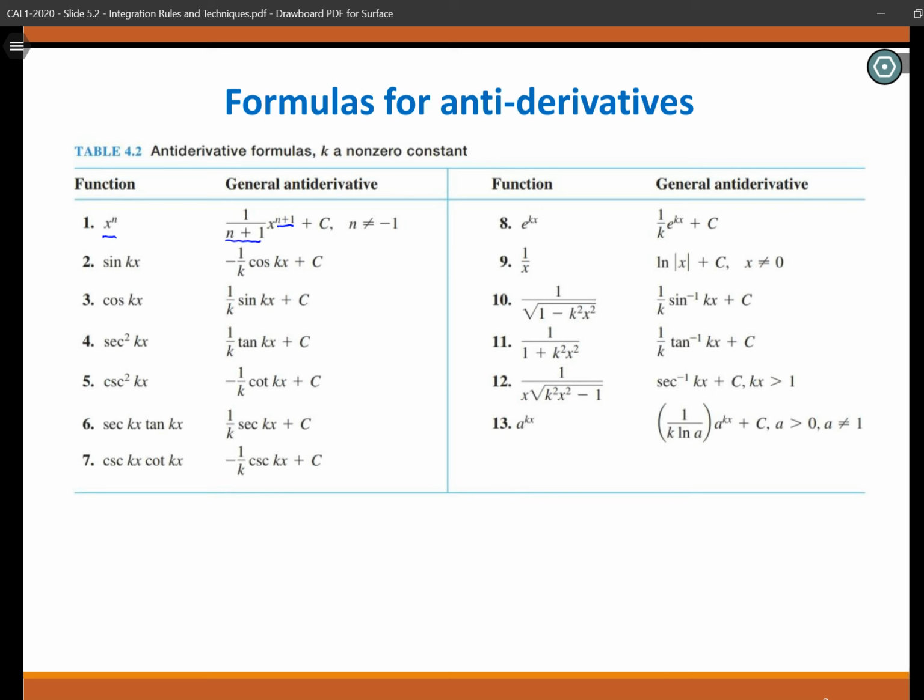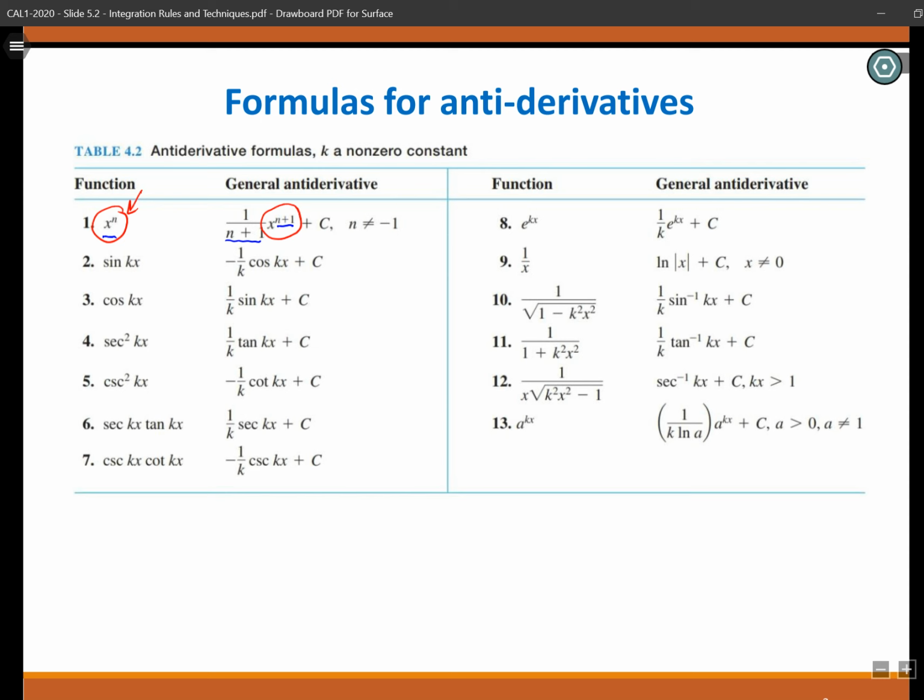But I don't like to memorize this. In my head, I just think: if I want x to the power of n, what do I need to differentiate? I know right away. I need to differentiate something with power higher by 1. So it's going to be x to the power of n plus 1 that I need to differentiate. If I differentiate this, I'm going to get x to the power of n, exactly what I want right here.